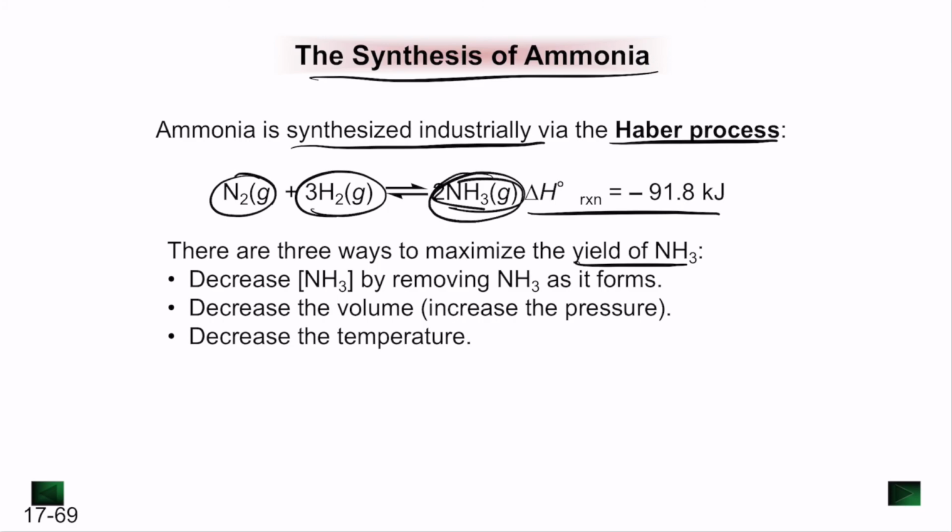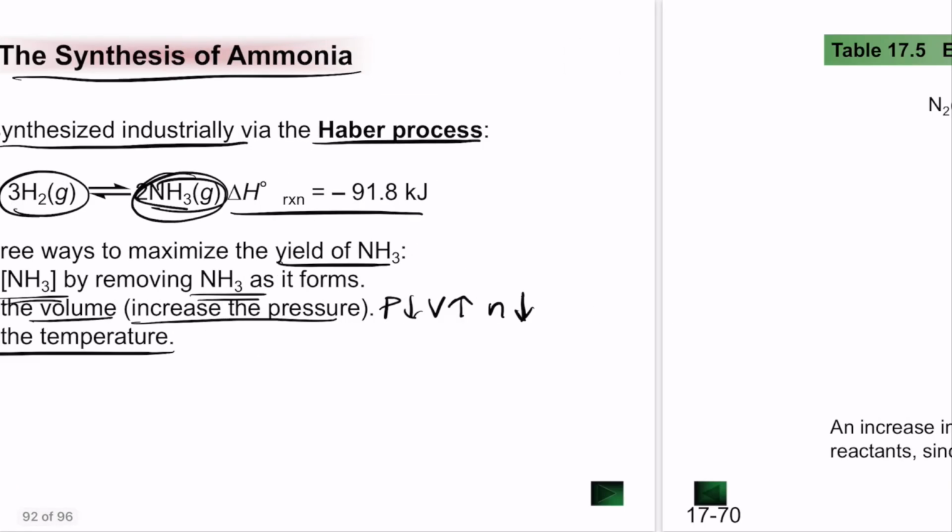So we have to increase the product. One way is to decrease the amount of product by removing NH3, which decreases its concentration. Second is to decrease the volume, thereby increasing the pressure, which results in fewer moles. So when you increase the pressure, it goes towards the side that decreases the number of moles. Next, finally, decrease the temperature.